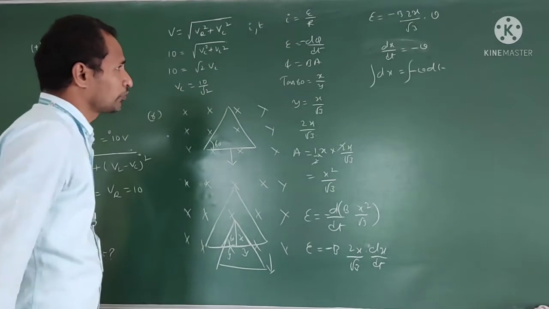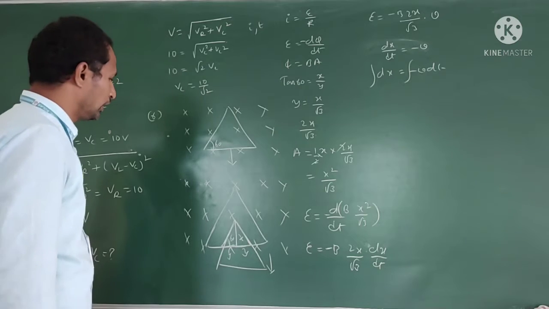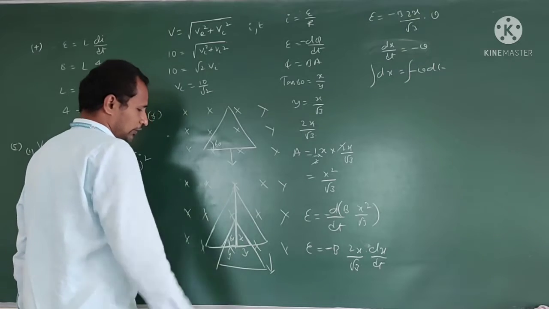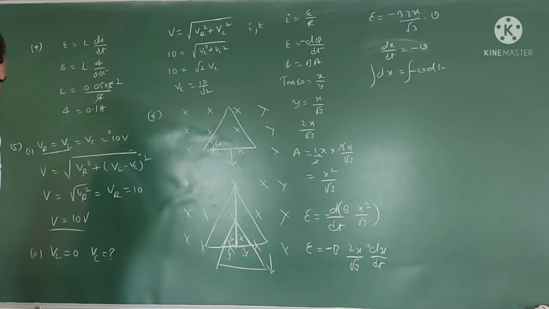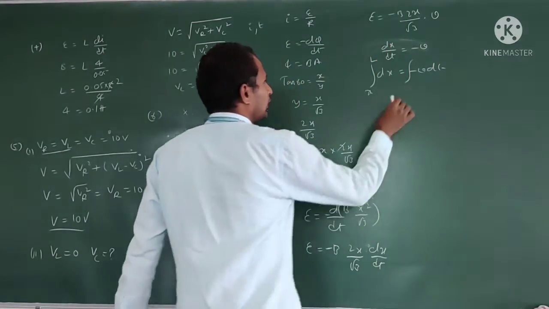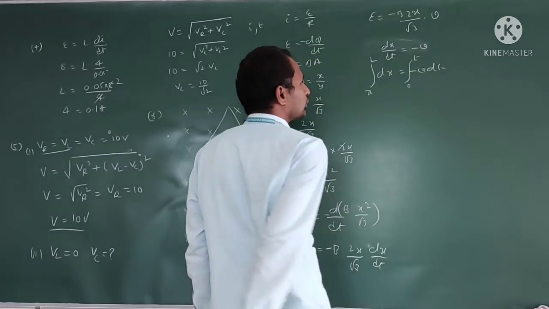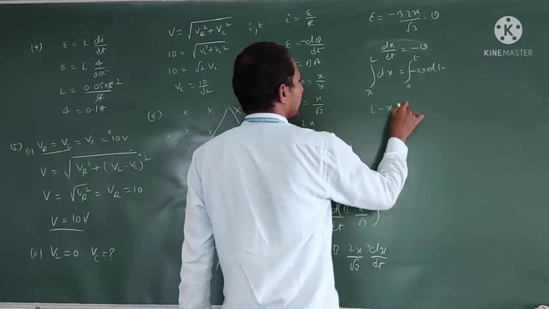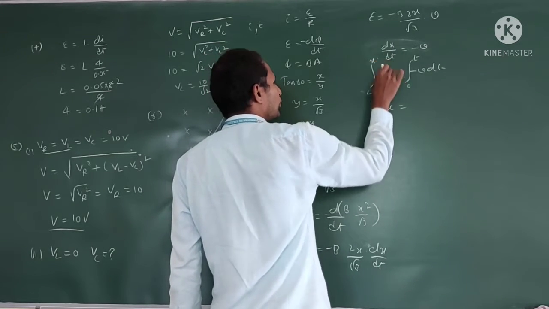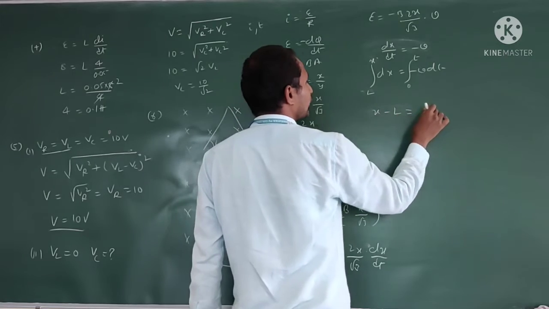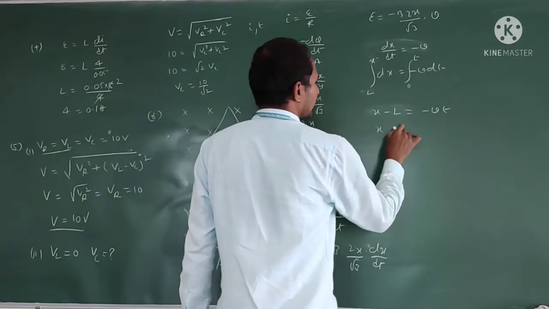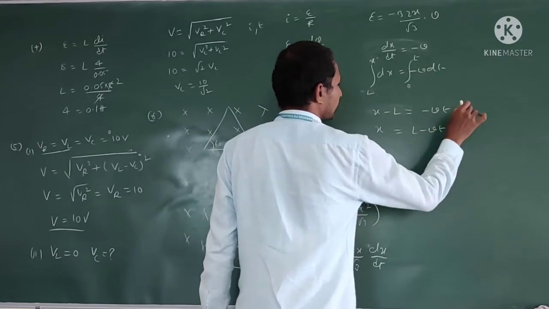Clear? It is this total. Am I correct or not? Yes or no? So this x changes from L, and the time you take is 0 to t. So you will get x minus L is equal to minus vt. Am I correct or not? x will be L minus Vt.